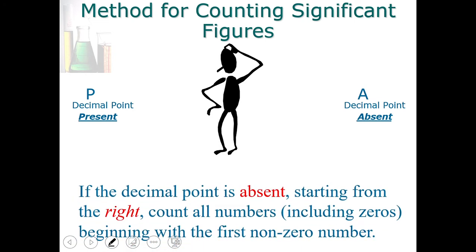If the decimal point is absent, I'm going to start from the right side of the number. I'm going to start scanning from right to left until I reach my first non-zero number. And then everything going to the left is going to be counted as a significant figure.